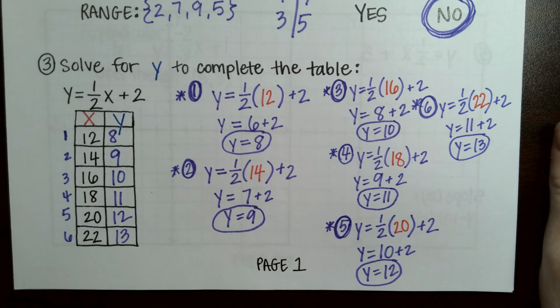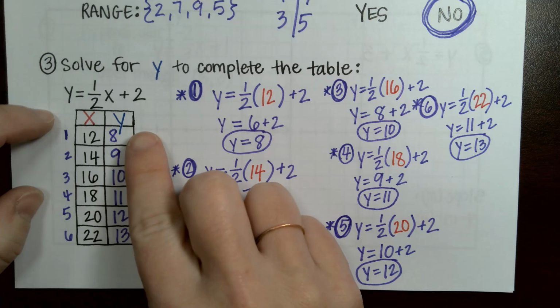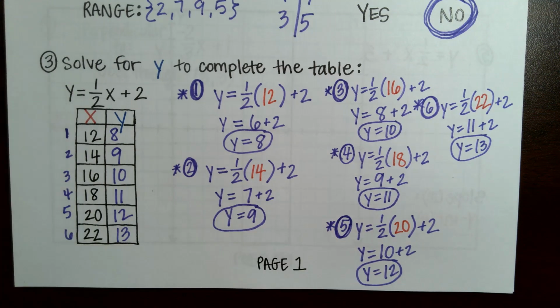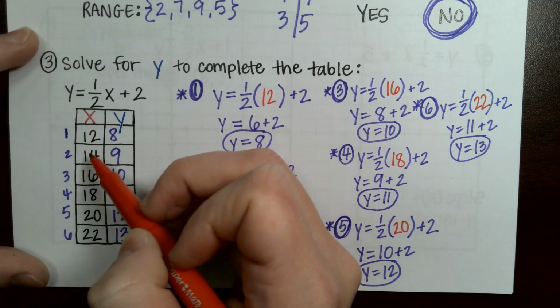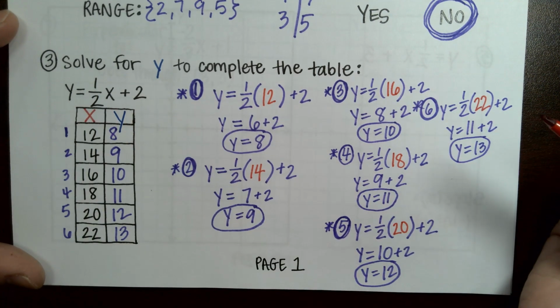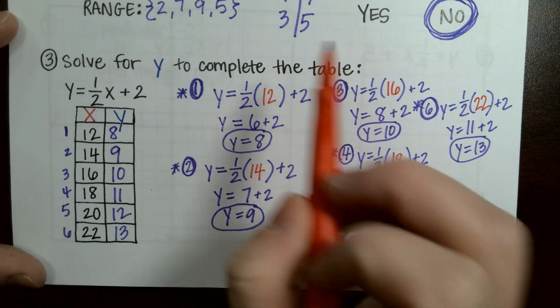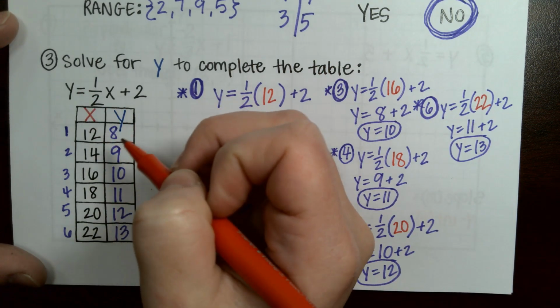What pattern did you guys notice? Yes, x goes up by 2, y goes up by 1. Every time I increase x by 2, I increase y by 1. That's also like our rise over run. You see that? We go up 1 in the y, we go over 2 in the x. Rise is 1, run is 2.